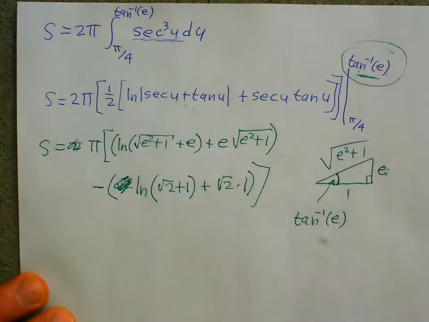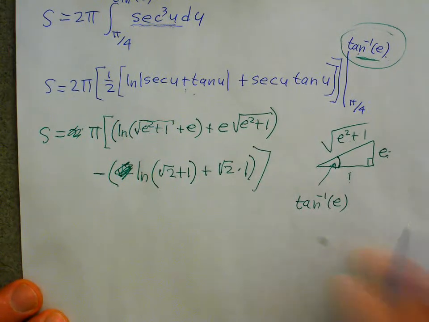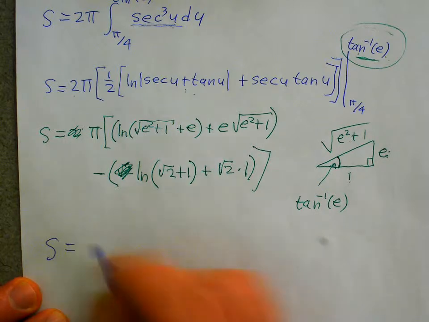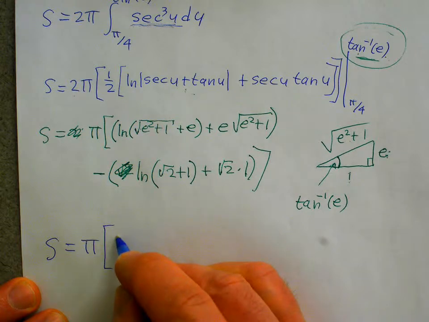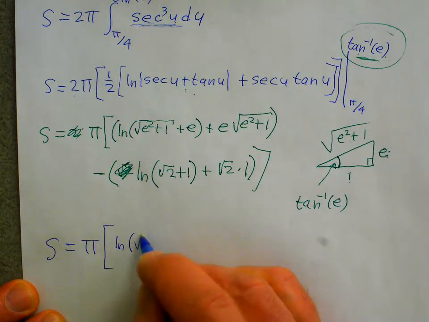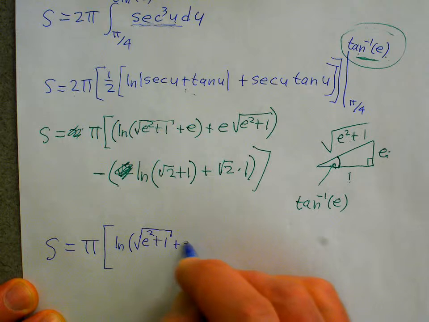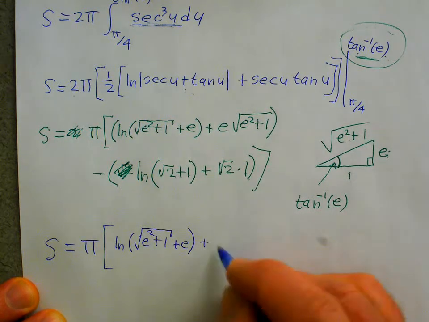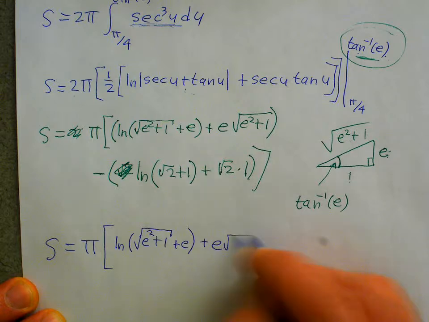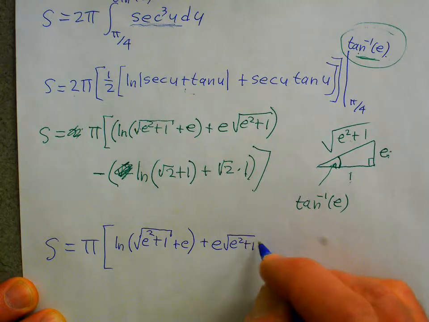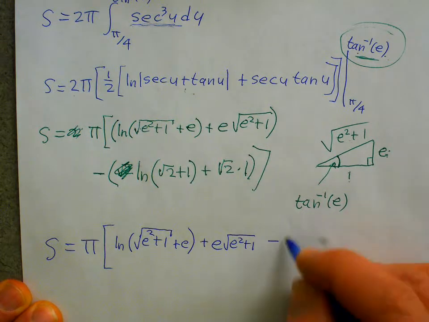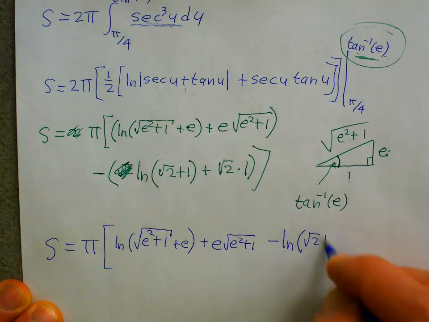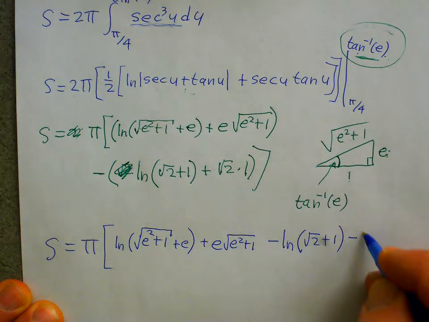Okay, so let me write this so that it looks a little more organized. So the surface area is pi times the natural log of the square root of e to the second plus 1 plus e, times the square root of e to the second plus 1. And then we're subtracting these terms, so we're subtracting the natural log of the square root of 2 plus 1, and we're also subtracting the square root of 2.